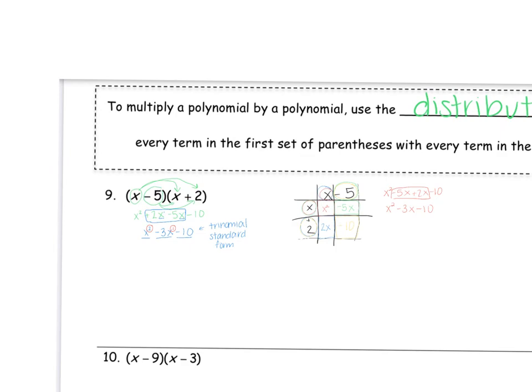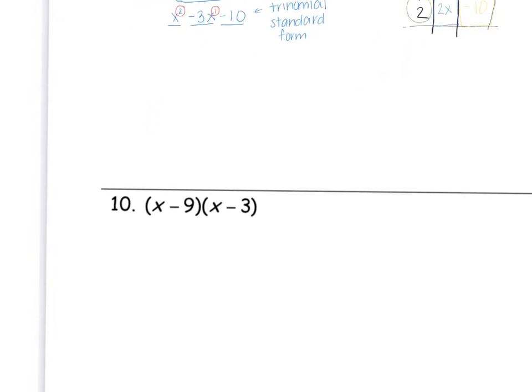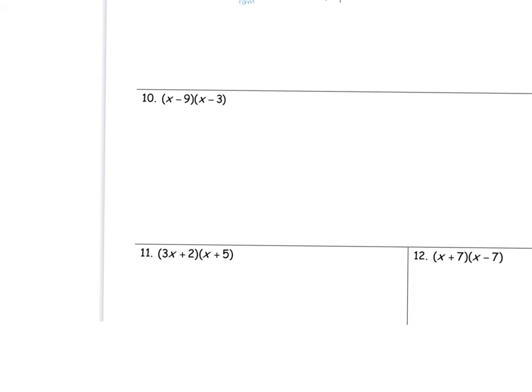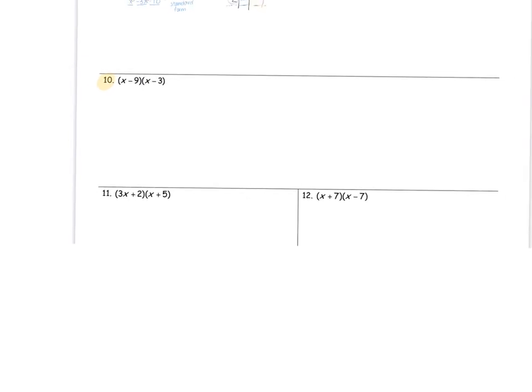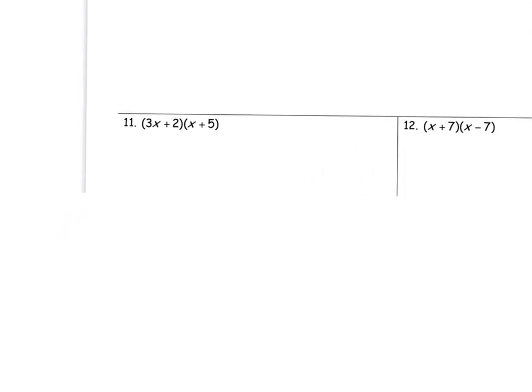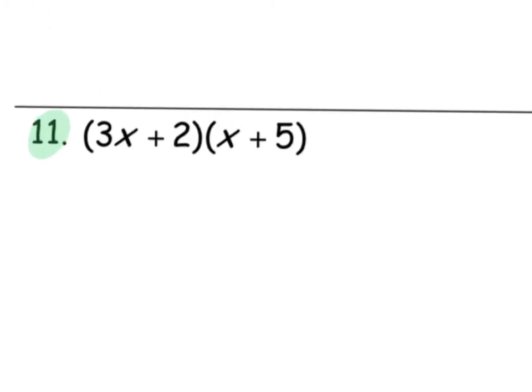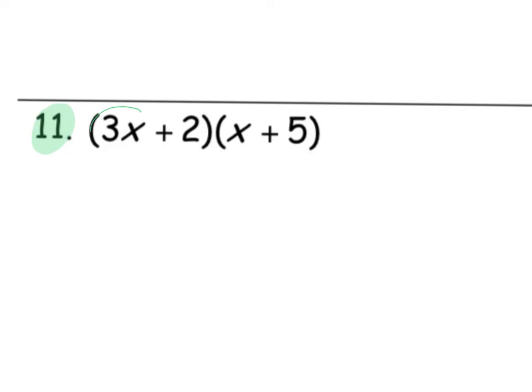I'm going to go with the first method, but you can do the second method as well. So you can try number 10. And I'll go on and do number 11. That one's slightly different, but not so much. So again, I'm grabbing each term and multiplying it to the other term.